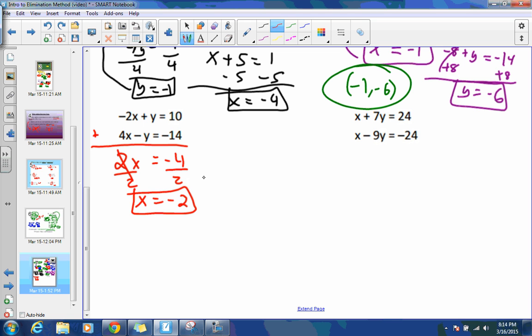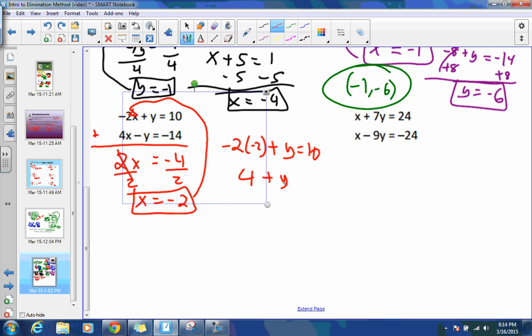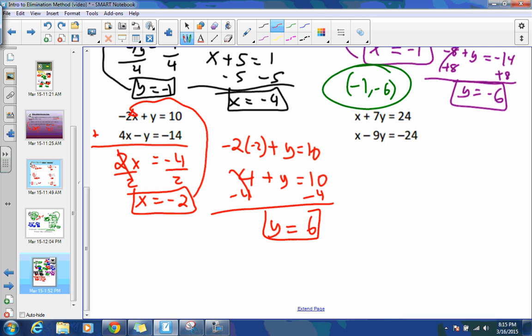Halfway there, we got the hard part done. Let's plug in this one for x right there. And we'll have negative 2 times negative 2, because instead of negative 2 times x, we're doing negative 2 times negative 2, plus y equals 10. That would be 4 plus y equals 10. And subtract 4 from both sides. If you get your y all by itself, you can tell that y equals 10 minus 4, and that is 6. So we have y is equal to 6 and x is equal to negative 2. And our solution is negative 2, 6.